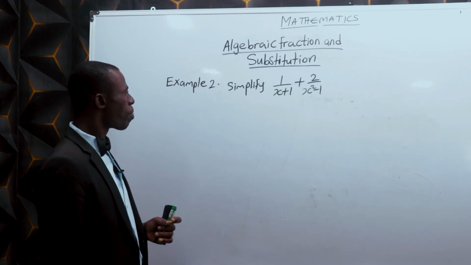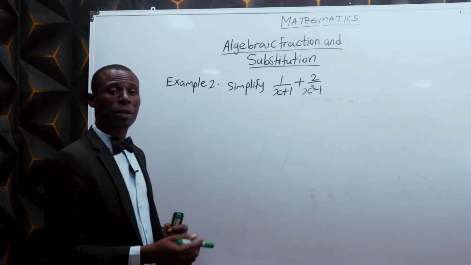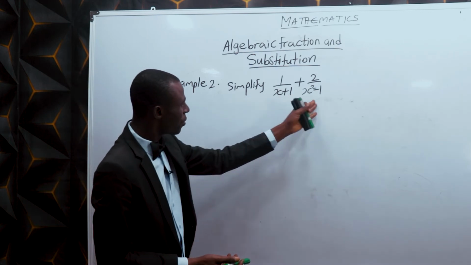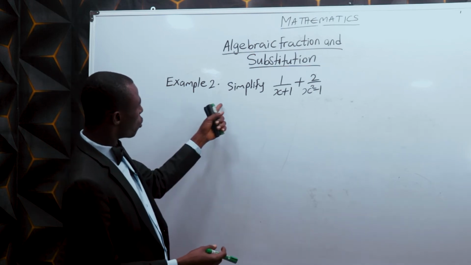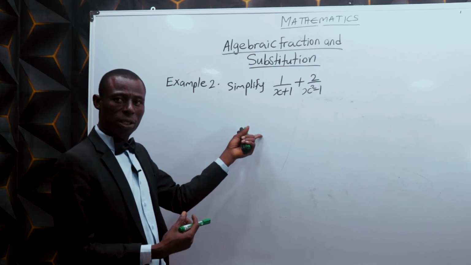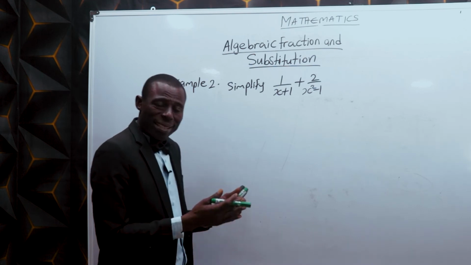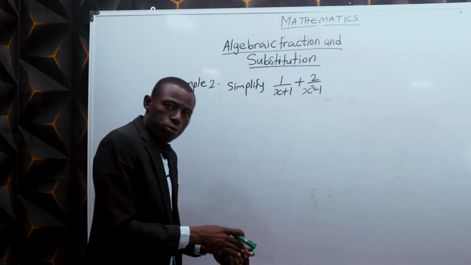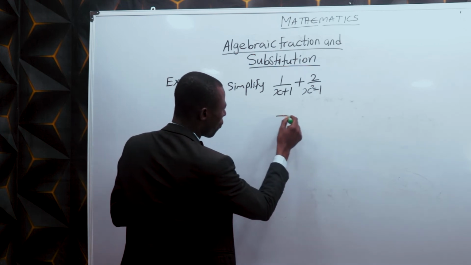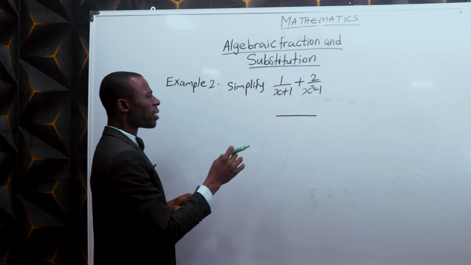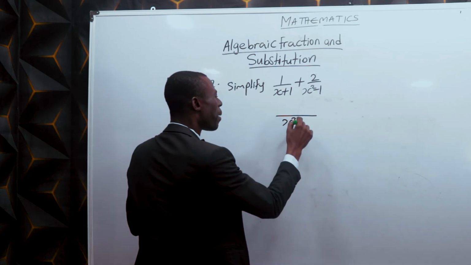Example 2. Simplify 1 over x plus 1 plus 2 over x squared minus 1. These are two fractions. We want to write them as a single fraction. Though it is not so said or requested in the question, yet that is what we have to do. The question says simplify. Make it simple. So, the first thing we do is to find the LCM. The LCM of x plus 1 and x squared minus 1 is x squared minus 1.